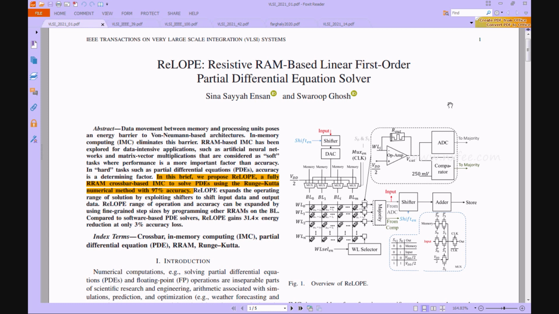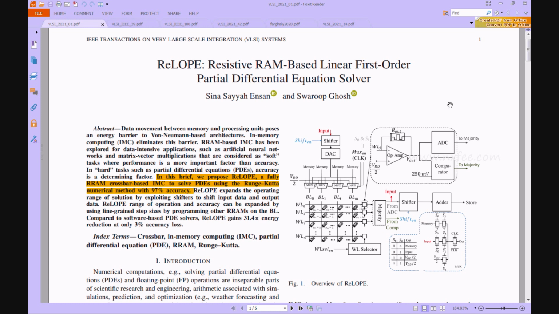Resistive RAM-based in-memory computing has been investigated for data-intensive applications like artificial neural networks and matrix-vector multiplications, which are considered soft workloads in which performance is more essential than correctness. Accuracy seems to be a determining component in challenging activities such as partial differential equations.